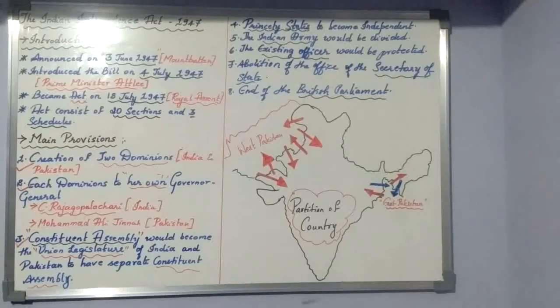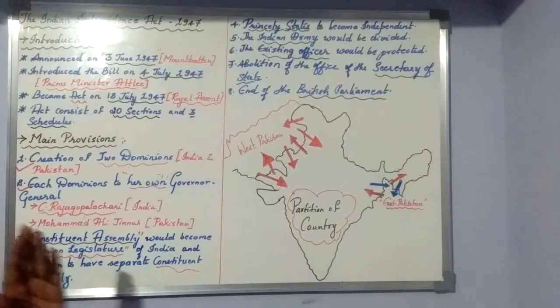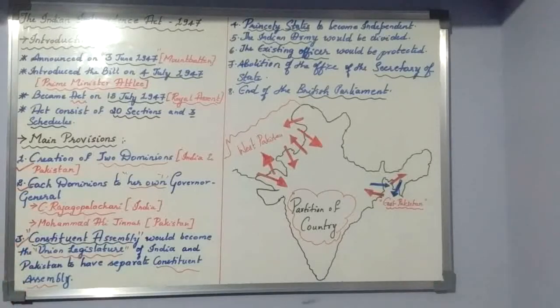Very important is why we should have Constituent Assemblies. One is to draft the constitution. To draft the constitution, the Constituent Assembly is required, and at the same time, the Constituent Assembly will be the body which is going to control the entire country, at the central as well as the state level. Today, that Constituent Assembly is nothing but Parliament. So this is the third provision which stays under the Indian Independence Act.